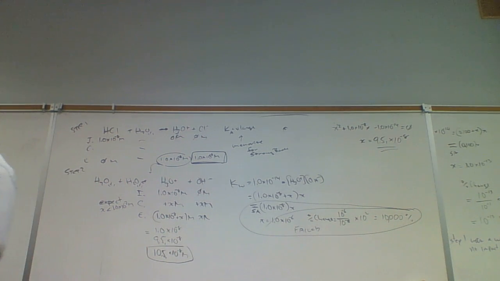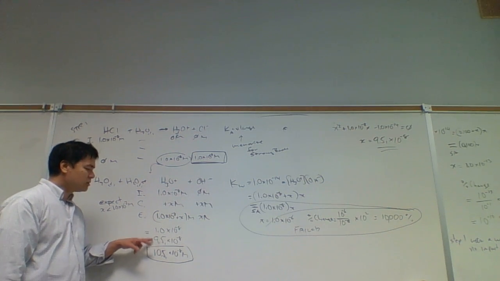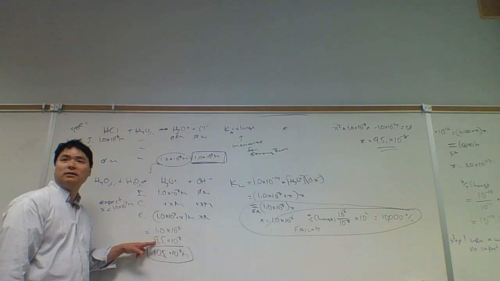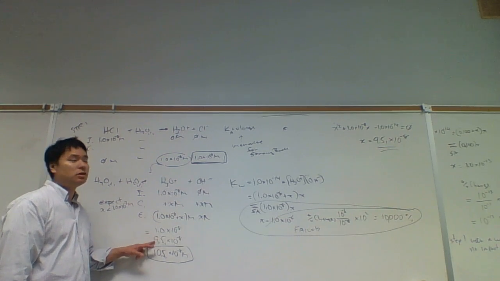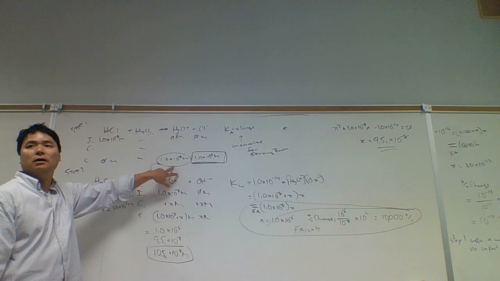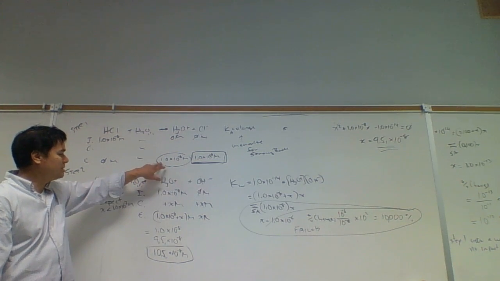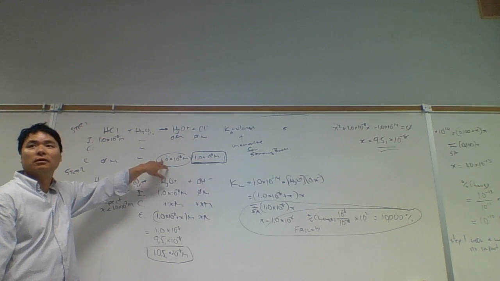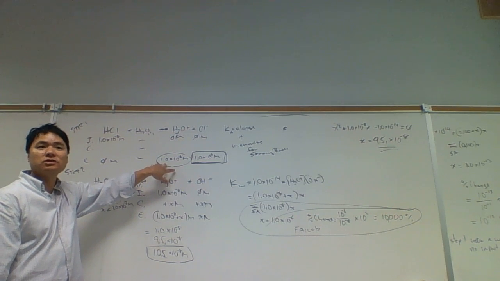But I have to make sure that the stepwise method is justified. So how do I make sure that this method is okay? I need to check to see if this. Now I increase the concentration significantly, right? Is that going to upset this step here? Because now I went from 10 to the minus 8 to 10 to the minus 7 molar. So a 10-fold increase in the concentration.